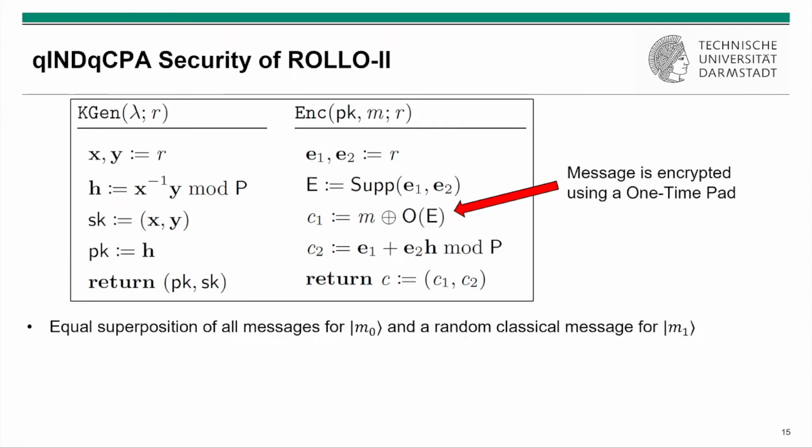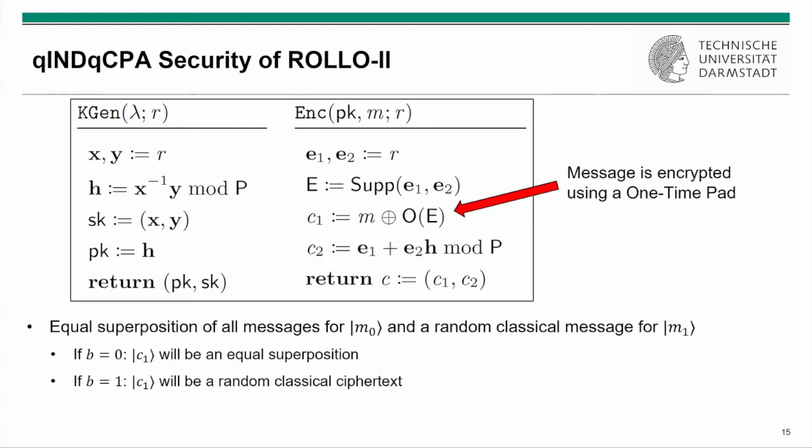And how the attack would work is the adversary prepares the 2 messages, and for the message M0, it will create an equal superposition over all the messages, while for the message M1, it will just pick a classical message at random. Now, in case the bit B is 0, then the equal superposition over all the messages will be encrypted. And in this case, every message will be encrypted with this one-time pad, which essentially means the output will still be an equal superposition, because the one-time pad only acts as a permutation of the amplitudes, which are all the same for all the messages.